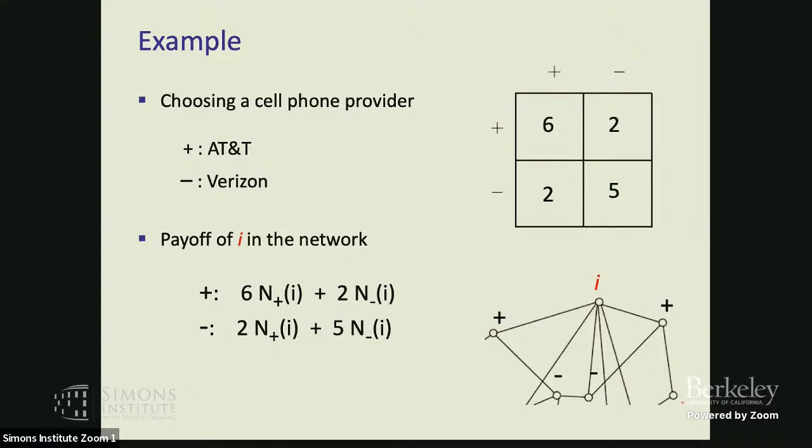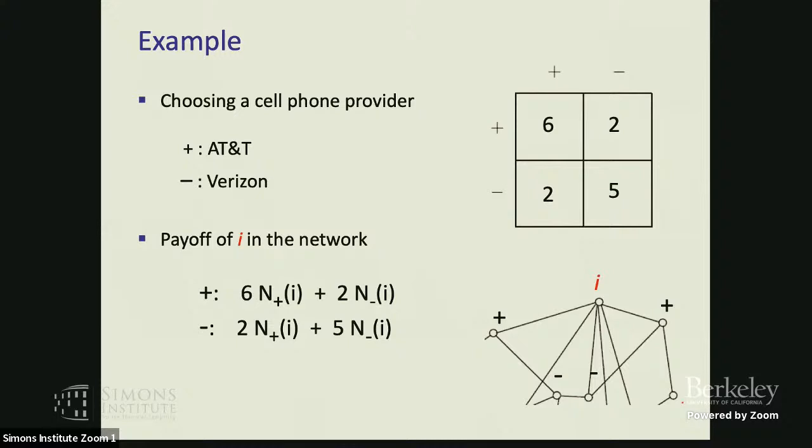So the type of calculation a node i in the network would make is that it looks at how many of its neighbors are taking the action plus, and how many are taking the action minus. The payoff for the plus is 6n_plus_i plus 2n_minus_i, and you see if the action plus has a higher payoff, you take that. Otherwise, you take the action minus.